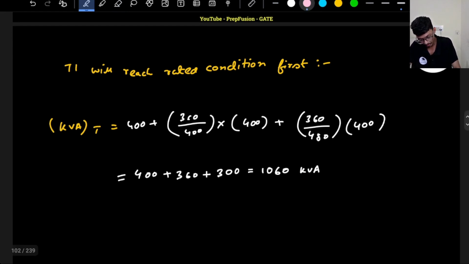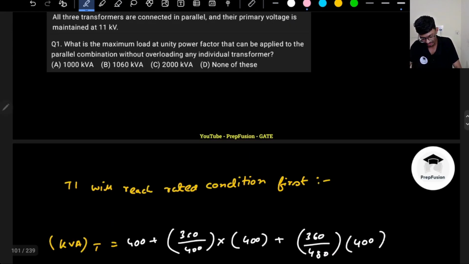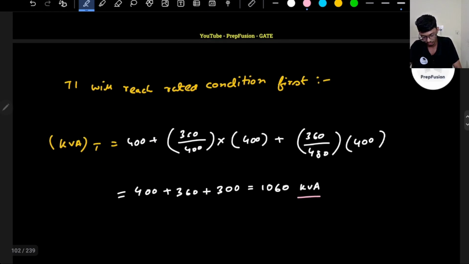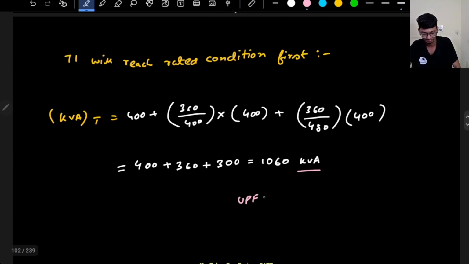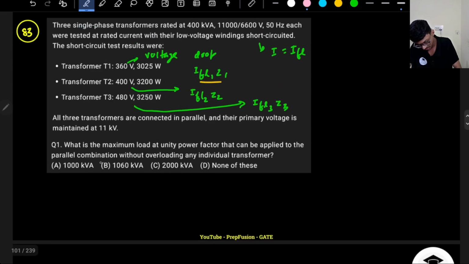This is the maximum amount of kVA that I can transfer, because they have asked for the power. As it is unity power factor, kVA is the same as kilowatt, which is kVA cos phi. Cos phi is 1, it is unity power factor, so it will be 1060 kilowatt. So here 1060 is not kVA actually; the maximum power they have asked for should be in kilowatt. This question should have been changed to kilowatt, but that's fine. I hope you get the point. That is the important point.